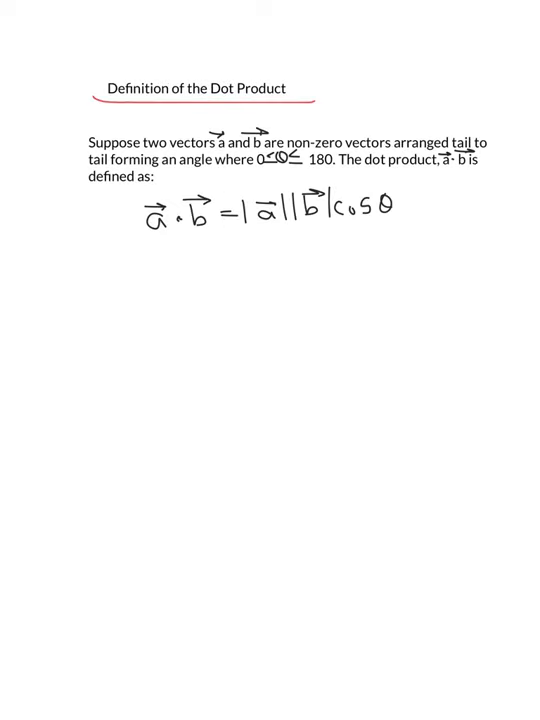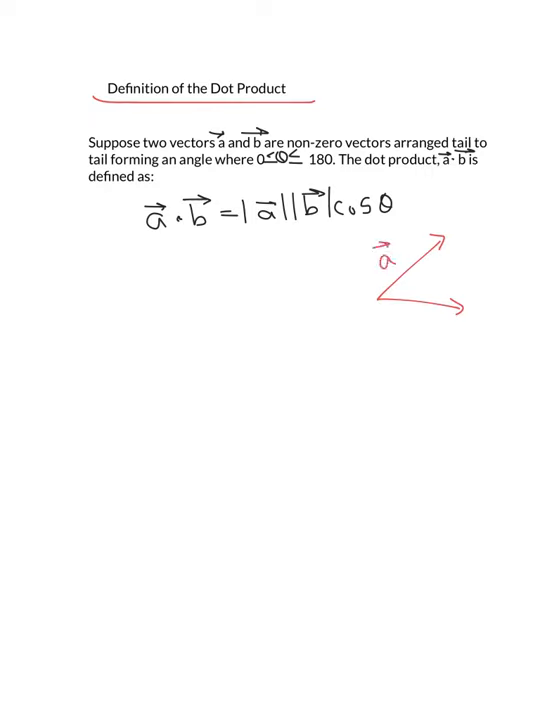So the definition of the dot product: suppose two vectors, vector A and vector B, are non-zero vectors arranged tail to tail, forming an angle theta. Theta is going to be between 0 and 180. The dot product A dot B is defined as the magnitude of vector A times the magnitude of vector B times cos of theta. So I'm just going to draw a quick little picture right here.